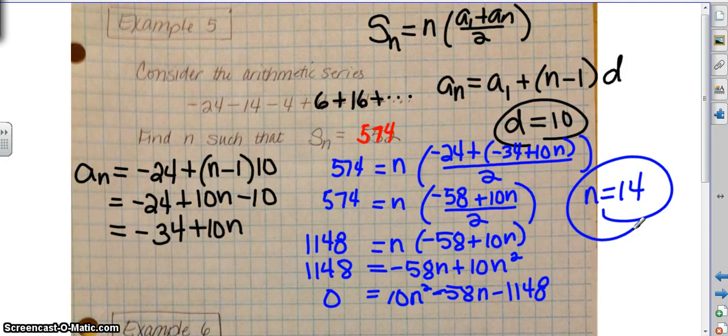You actually get two answers. You also get n equals negative 8.2. But that doesn't make any sense because n is the number of terms that I have in the sequence. So only a positive number will make sense here.